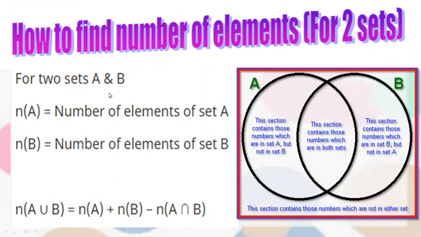For any two given sets A and B, n(A), that's how we write it, and we read it like number of elements of set A. This is the way of writing small letter n outside, which represents number, and capital letter A inside, which represents set. Same way, n(B) means number of elements of set B. Here is the formula: n(A union B) is equal to n(A) plus n(B) minus n(A intersection B). So by using this formula, if we have to find out anything out of these four, we can find it easily.